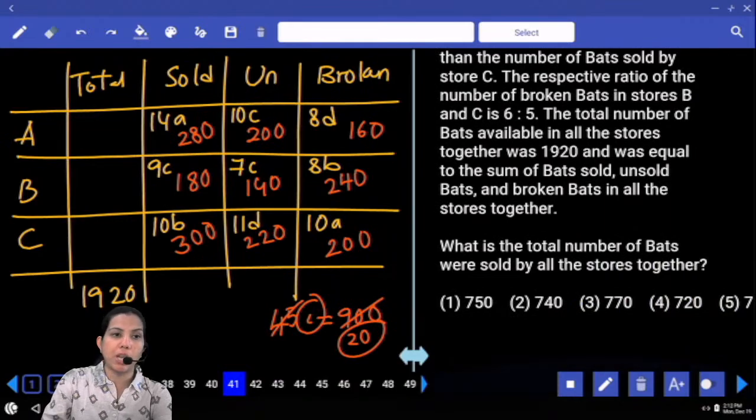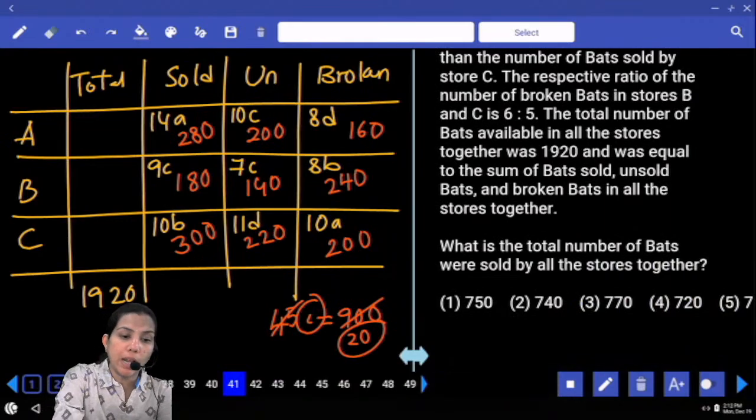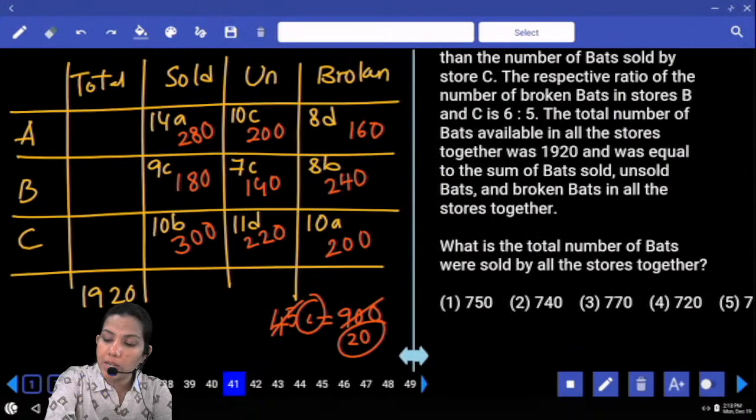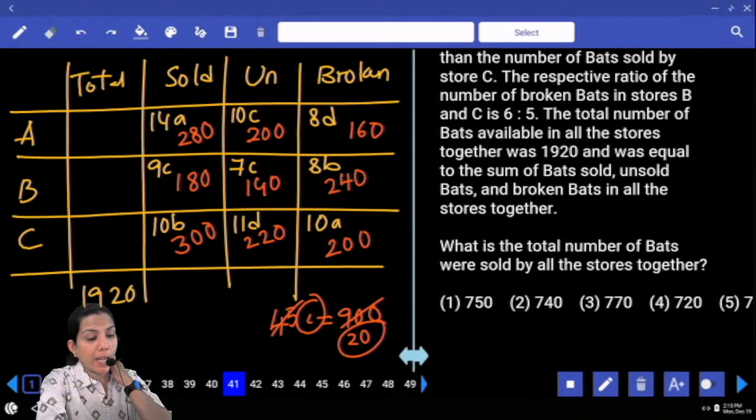Okay. Next question number 41. What is the total number of bats sold by all the stores together? Bats sold: 180, 280, 460. 460 plus 300, 760. Fifth option.